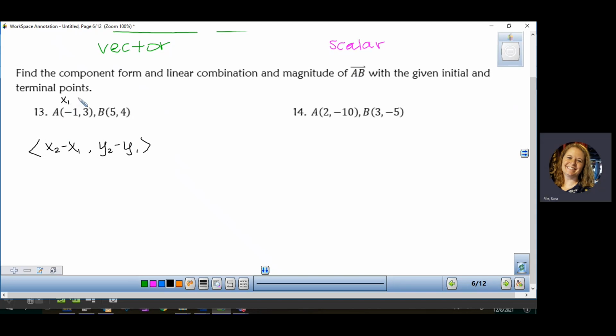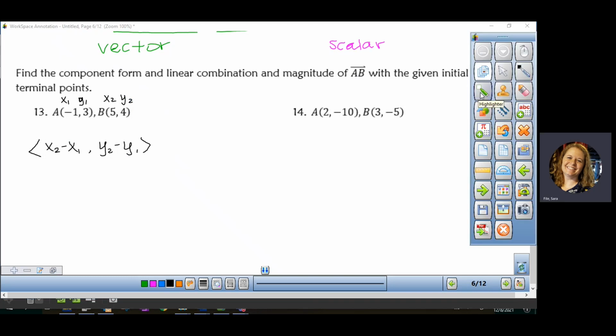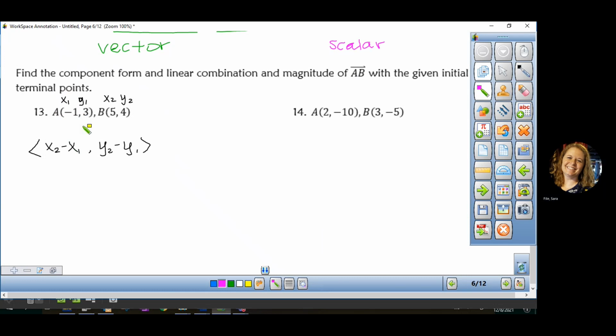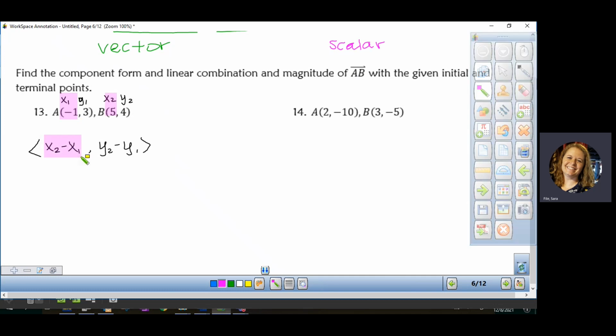So we need to label those. So this is x1, y1, x2, y2. I'm going to color code here. Well, I don't want it solid. Let's highlight. There we go. X1 and X2, so I'm subtracting that. And Y1 and Y2, and subtracting those.